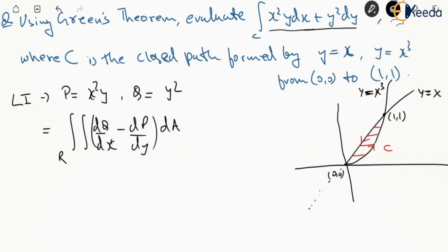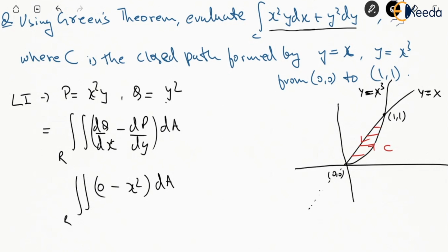Now what is dQ by dx? This is Q. With respect to x, the partial derivative is going to be 0, minus dP by dy. This function is x square y, and differentiation with respect to y will give you x square, so minus x square, and this is dA for this region R.